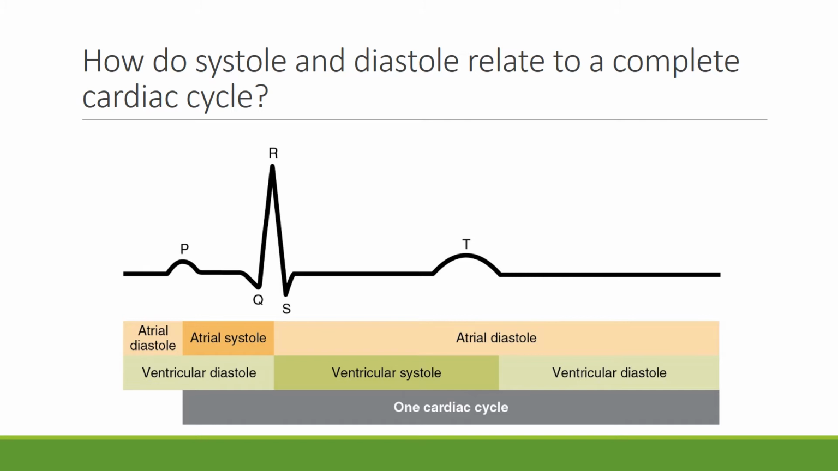So what do systole and diastole have to do with a complete cardiac cycle? You should first realize that both the atria and the ventricles have a systolic and a diastolic phase. If you take a close look at this diagram, you'll see that atrial systole, or atrial contraction, occurs during and just after the P wave. Ventricular systole, or ventricular contraction, occurs during and just after the QRS wave. And during the T wave, you'll have ventricular diastole and atrial diastole.